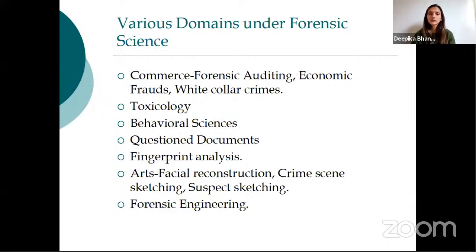Then commerce, how is this relevant to forensic science? Forensic auditing. People are doing a lot of frauds these days. So entries are something else, but the real facts and figures are something else. So forensic auditing is done. Economic frauds, if you're aware of money laundering, turning black money into white money, right? These are economic frauds. Then there are white collar crimes, like people who are of high social status sitting and taking bribes. So trap cases, those are white collar crimes.